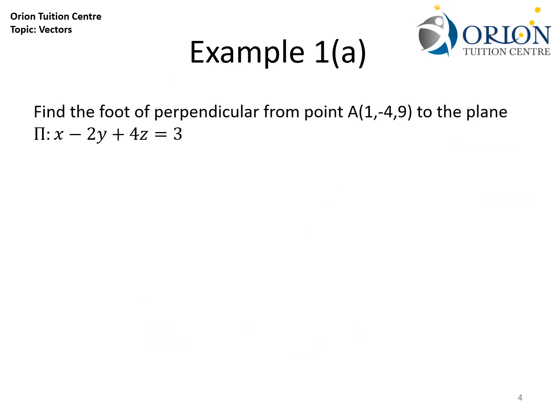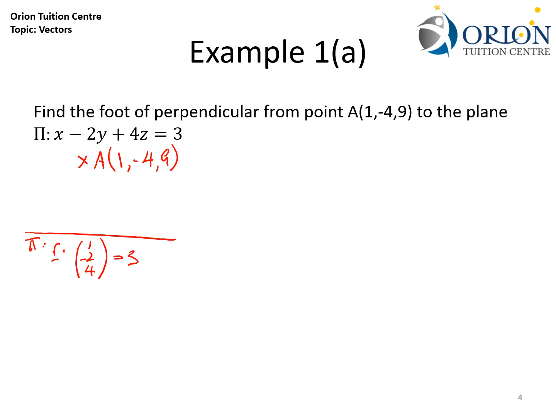In example 1a, we are going to find the foot of perpendicular from point A to the plane pi. So let's draw a simple diagram. I have this plane over here, pi, which has equation r dot (1, -2, 4) equals 3, and the point A over here, (1, -4, 9). Notice that I don't draw a full 3D diagram for this because whenever possible, I try to draw the diagram in a simpler manner so that it's easy for me to interpret.